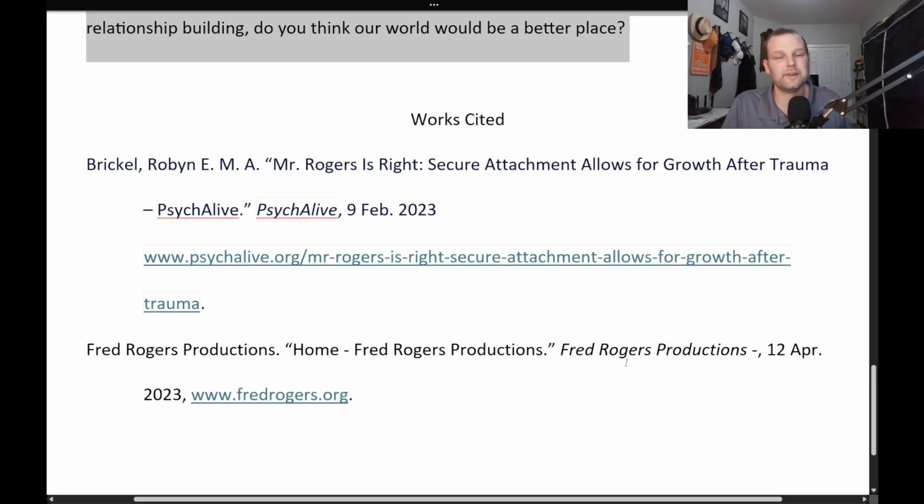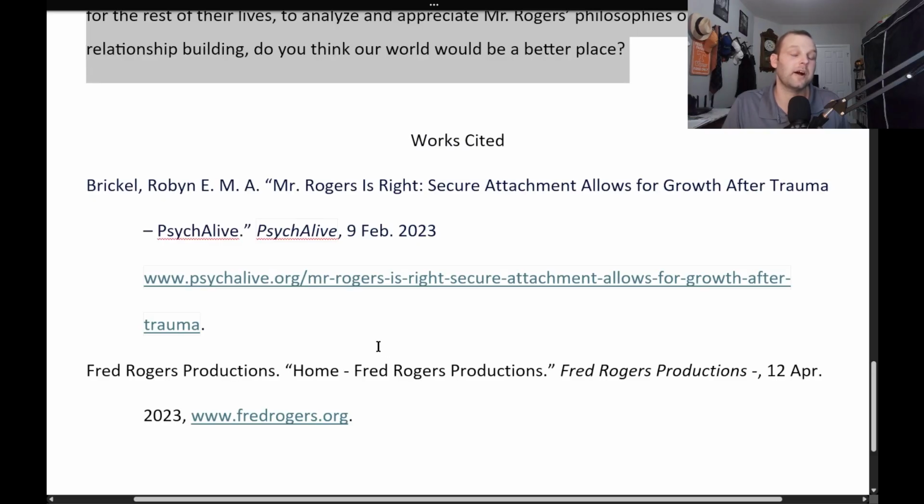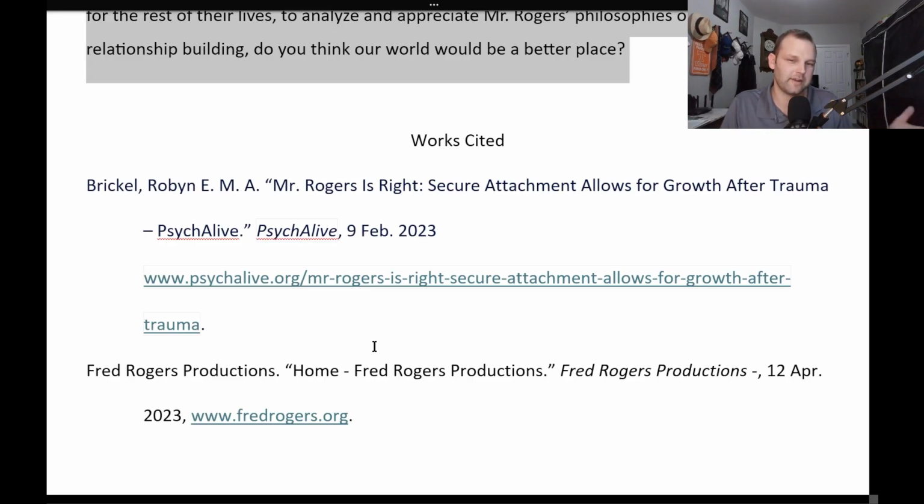Lastly, finish off your argument essay with your works cited page so that the reader can go directly to those reliable sources that you mentioned in your argument essay. So we have Brickell, the Brickell article that I have correctly cited, and we also have the Fred Rogers Productions website that I have correctly cited, and make sure that it follows this formatting. If you struggle with the formatting, you can always go to Scribbr.com. That's SCRIBBR.com. Scribbr.com can help you with correctly formatting your works cited page if you're struggling with formatting your works cited page.